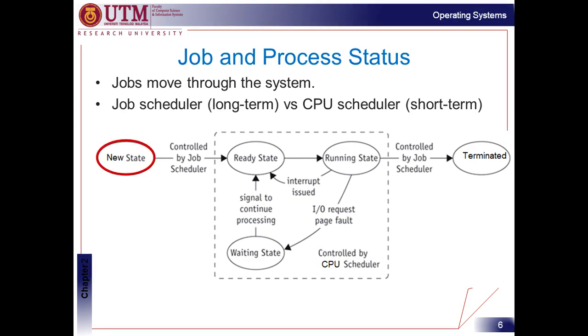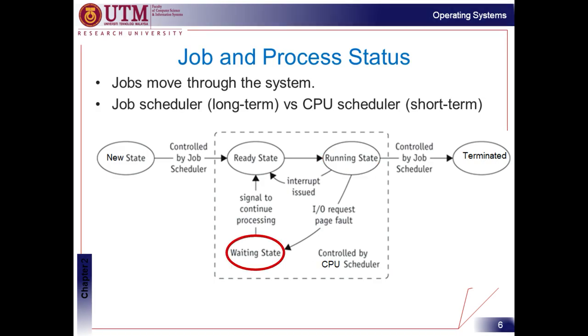First is the new state. Processes that have just been created but are not ready to run are in the new state. Second is the ready state. Processes that have been loaded into memory and are waiting to be executed are in the ready state. They are ready to run but are waiting for the CPU. Third is the running state. Processes that have been selected by the CPU scheduler are in the running state. This is the state where processes are actively executing.